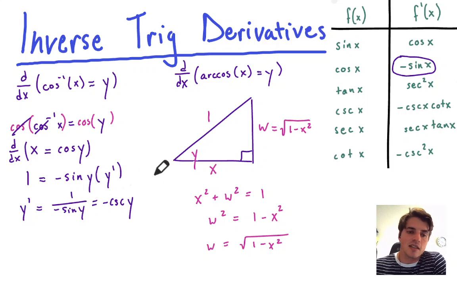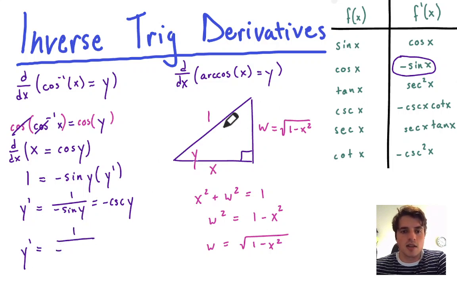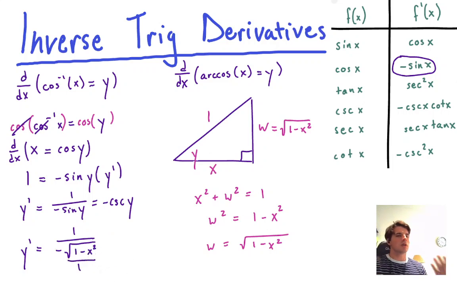And great, now we have all the sides that we need. We are going to need to take the sine of y. So the sine of y is the opposite side over the hypotenuse. So square root of 1 minus x squared over 1, or y prime is equal to 1 over negative square root of 1 minus x squared. And yes, we could say this is over 1, but when we divide by 1, it's just the same thing. And I don't like a double fraction. We don't need that. And there you have it.